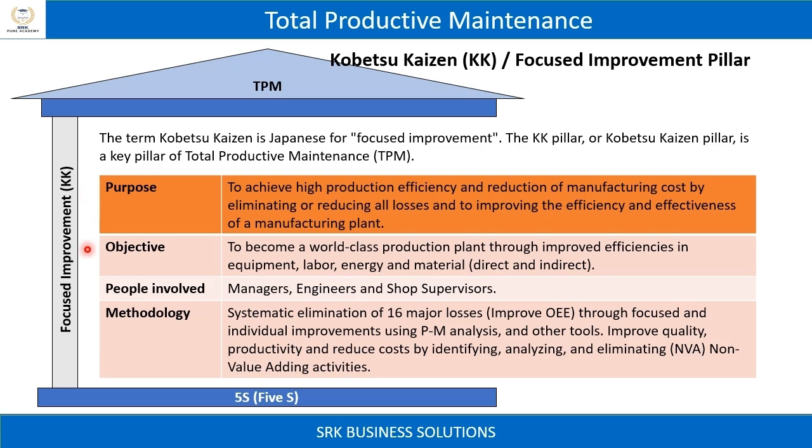The objective of the KK pillar is to become a world-class production plant through improved efficiencies in equipment, labor, energy, and material. People involved in this pillar are managers, engineers, and shop supervisors. The methodology of the pillar is systematic elimination of 16 major losses and improving OEE through focused and individual improvements using PM analysis and other tools. Improve quality, productivity, and reduce costs by identifying, analyzing, and eliminating NVA, non-value adding activities.